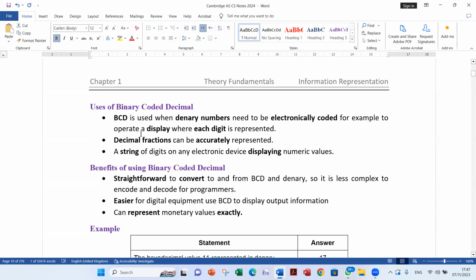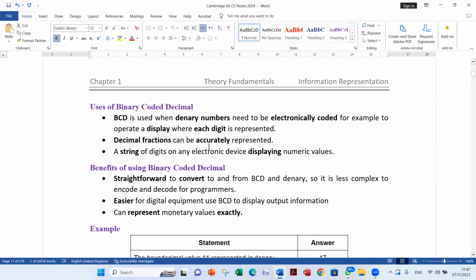Then we ask you, why would you ever use BCD? BCD is used when denary numbers need to be electronically coded, for example, to operate a display where each digit is represented. You just want to send some digits to the display to display them, and that's it. You cannot apply mathematical rules to them because they aren't correct.